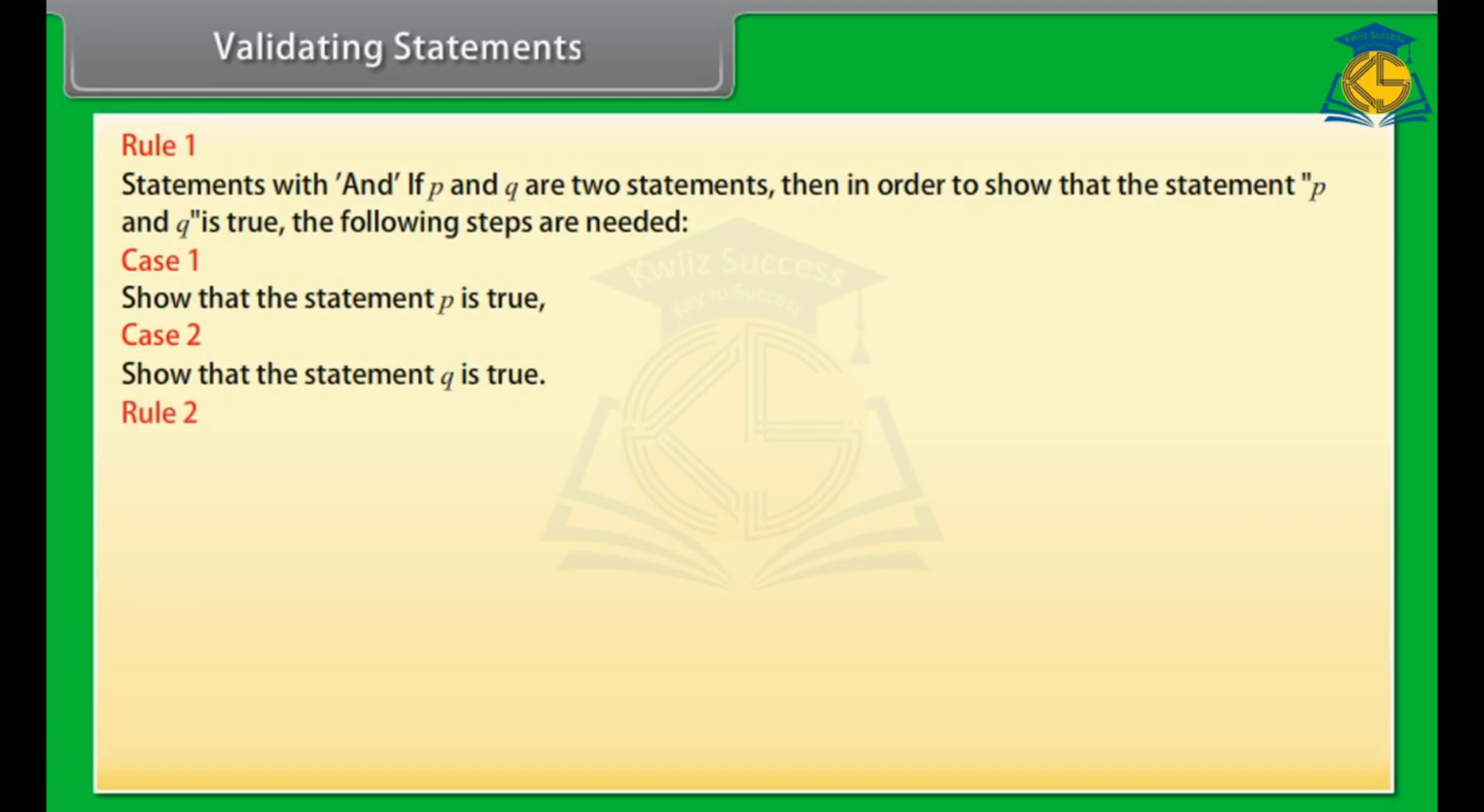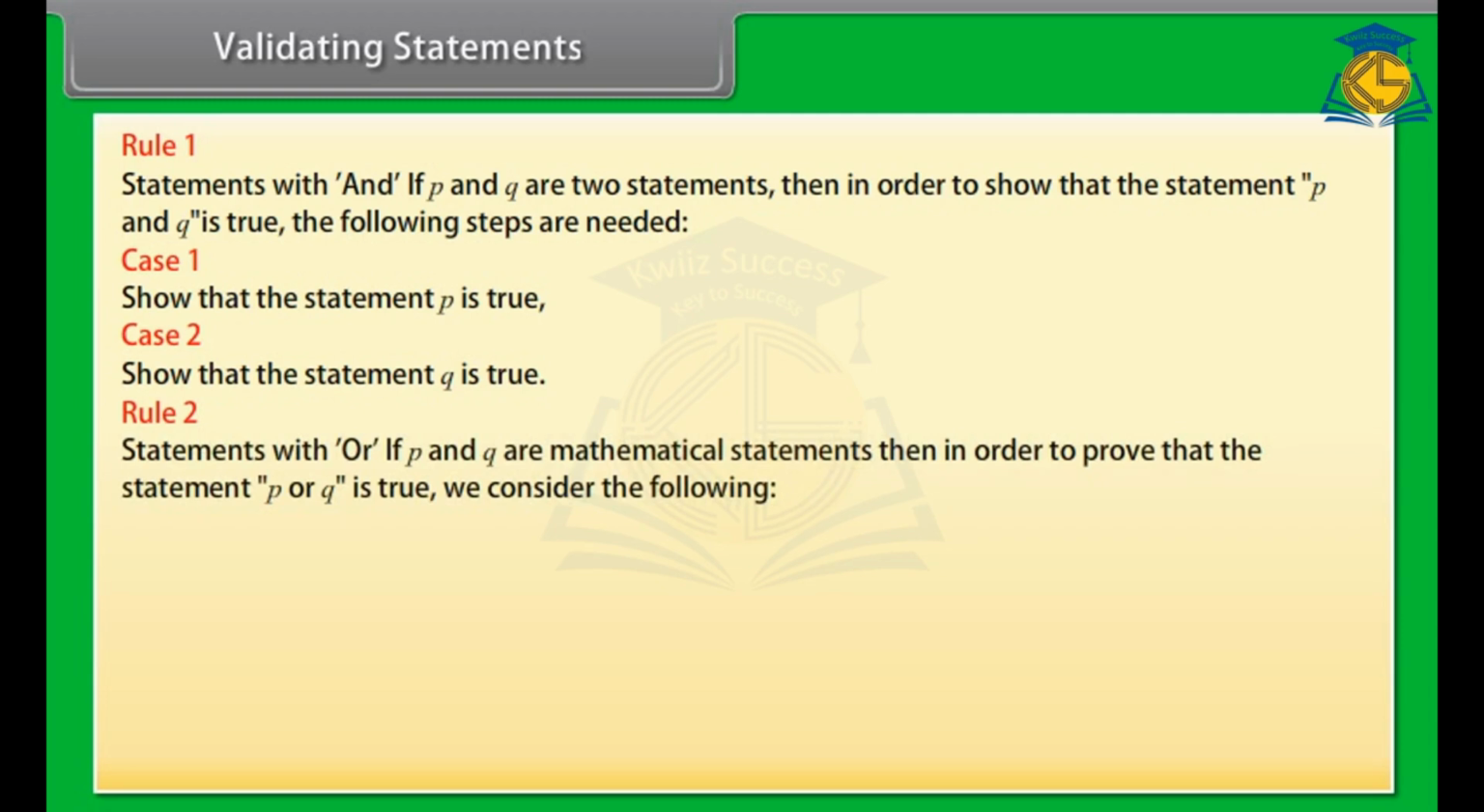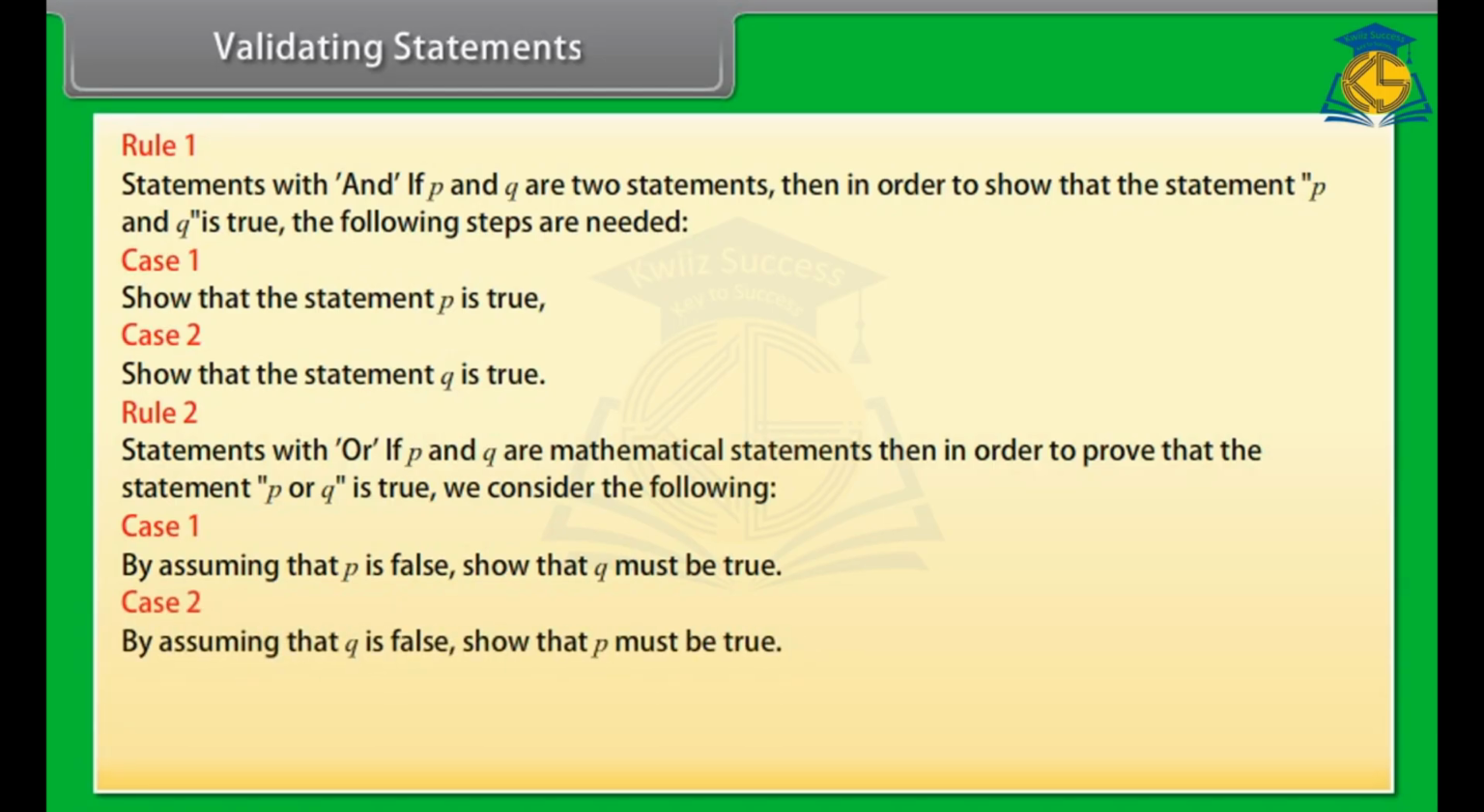Rule 2: Statements with OR. If P and Q are mathematical statements, then in order to prove that the statement P or Q is true, we consider the following. Case 1: By assuming that P is false, show that Q must be true. Case 2: By assuming that Q is false, show that P must be true.